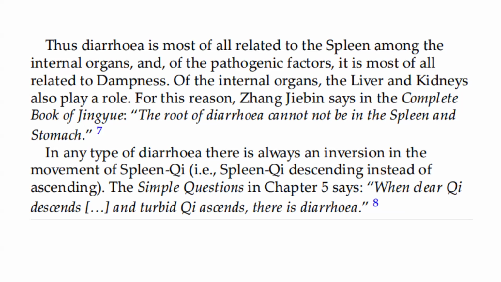In any type of diarrhea, there is always an inversion in the movement of spleen qi, that is, spleen qi descending instead of ascending. The Simple Questions in chapter 5 says, when clear qi descends and turbid qi ascends, there is diarrhea.